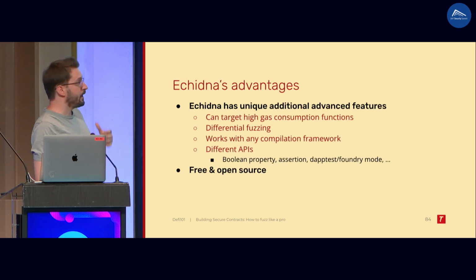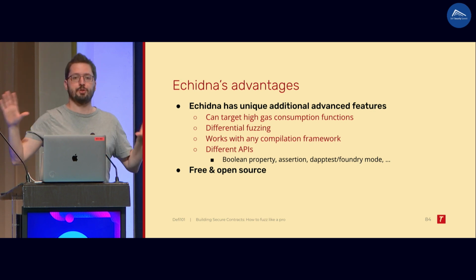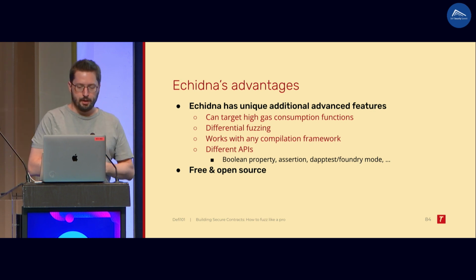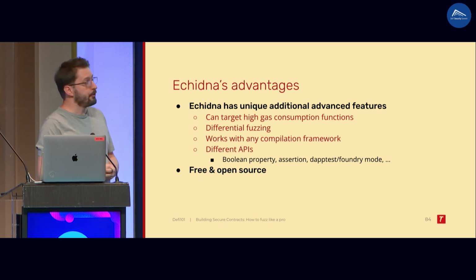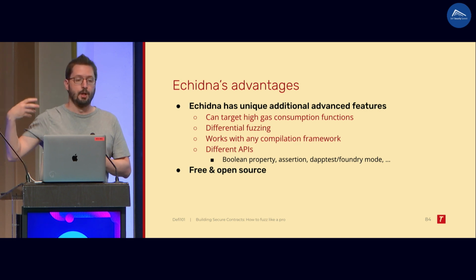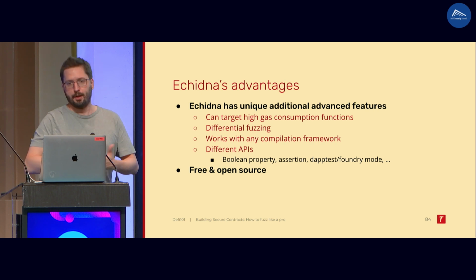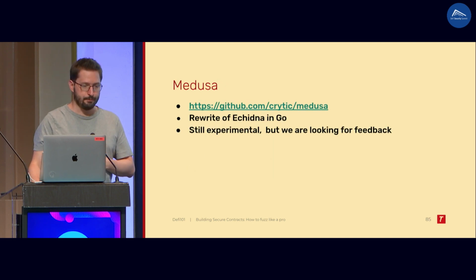Echidna has a lot of advantages that I did not cover. We have some functionality where, for example, you can try to look for transactions that are going to consume more gas if you are looking for complex loops or things like that. You can do differential fuzzing where you try to apply it on 2 different implementations of the same logic. You can do on-chain fuzzing, so you can provide an address and an RPC node, and Echidna is going to try to fuzz based on a state which is existing on-chain, and so on and so on. It's free and open source, obviously.